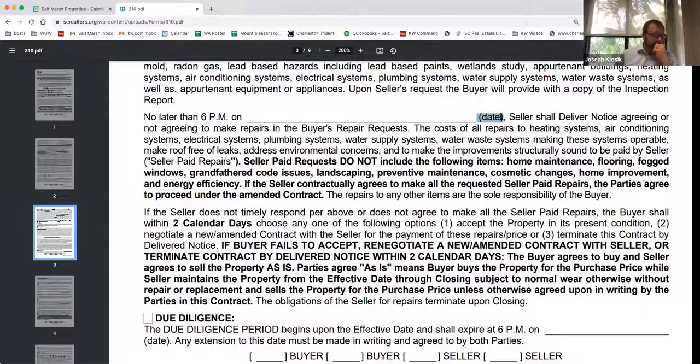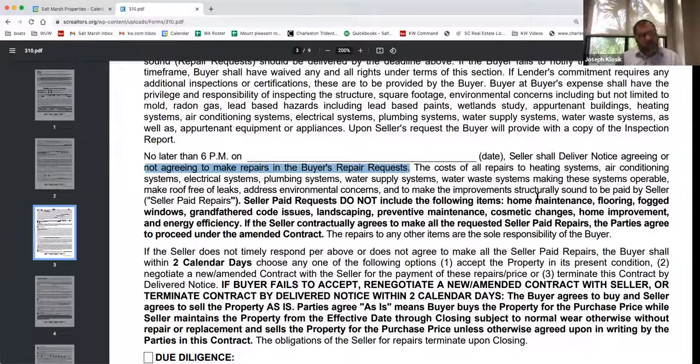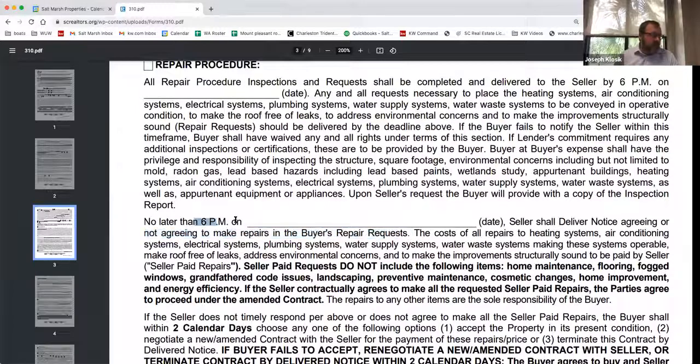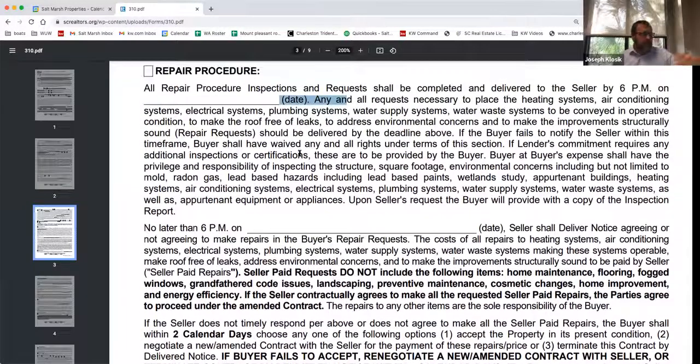On blank date, seller shall deliver notice agreeing or not agreeing to make repairs in the buyer's repair requests. Now, here's the thing. This is where it gets a little tricky. First of all, this date should be at least, I would say, 3 business days after this date up here, because you need to give your sellers time to do the research of what the cost is going to be on some of these. Now, if they have 10 days in there for this first date and they get it done in 2 days, it's kind of a moot point. Go ahead and submit it over and everything gets done quickly.